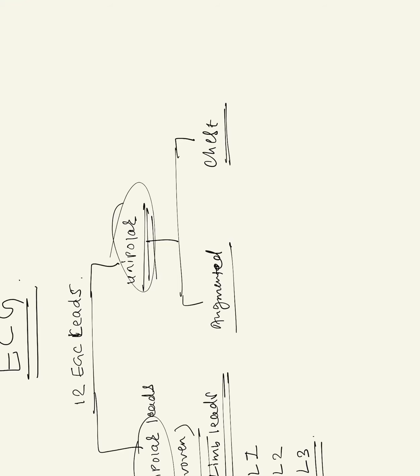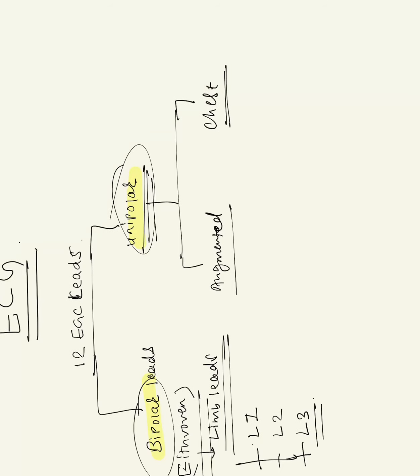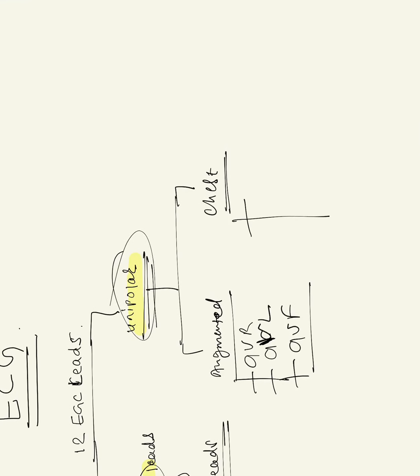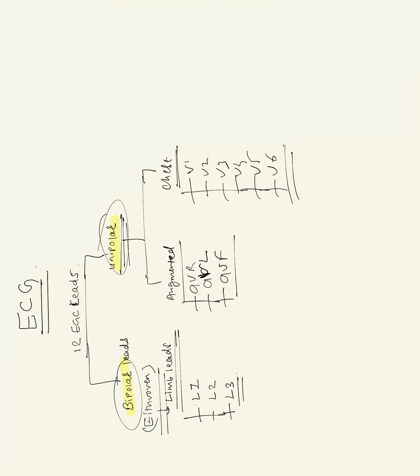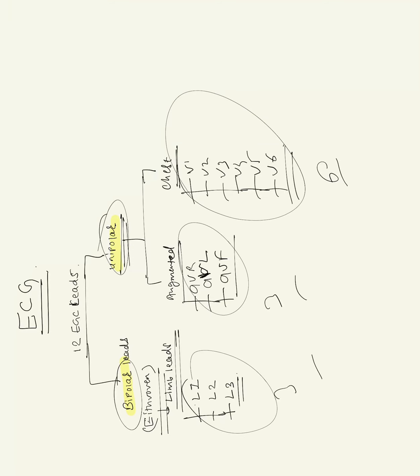Here you can see unipolar and bipolar, right? So these are the augmented and chest leads. Now augmented leads are again three: AVR, AVL and AVF. And chest leads are six: V1, V2, V3, V4, V5 and V6. So in total there are 12 ECG leads present in the ECG.